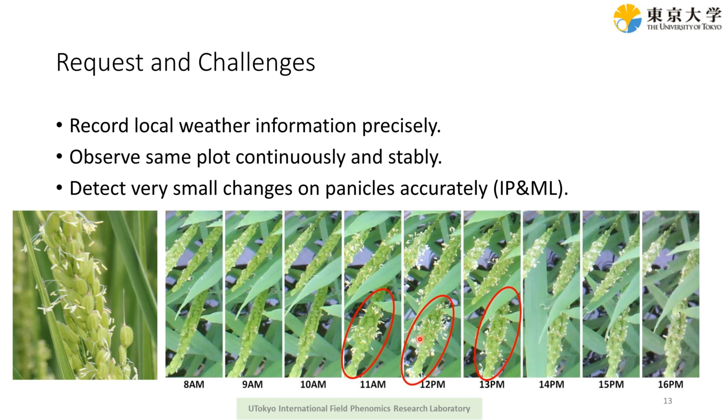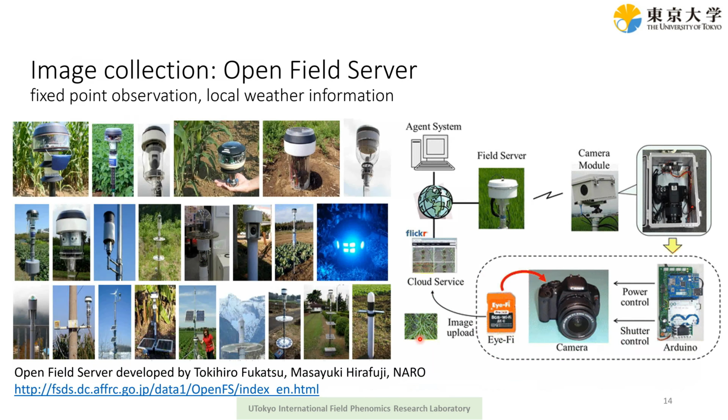But before we start to run the image processing and machine learning, I think the problem is that we need to observe the same plot continuously and stably. For this case, we are using our own field monitoring system, which was developed by collaborators in NARO, Japan. It is called Field Server, and it is an open hardware and software sensor network. It can collect both images and weather information from the field very easily.